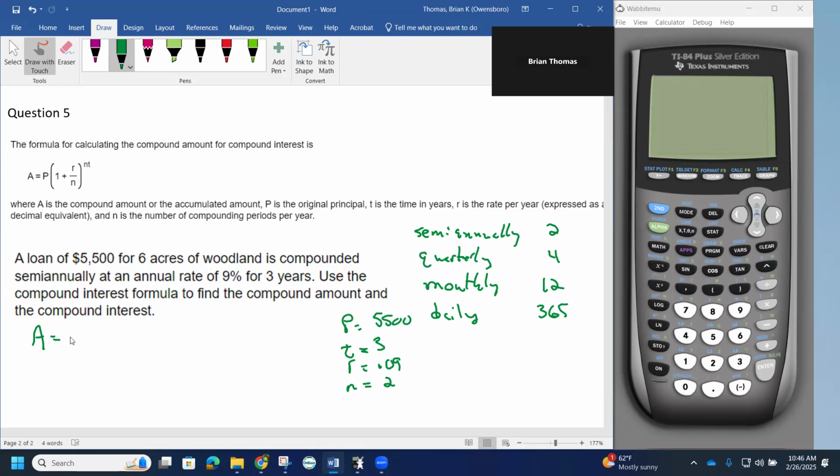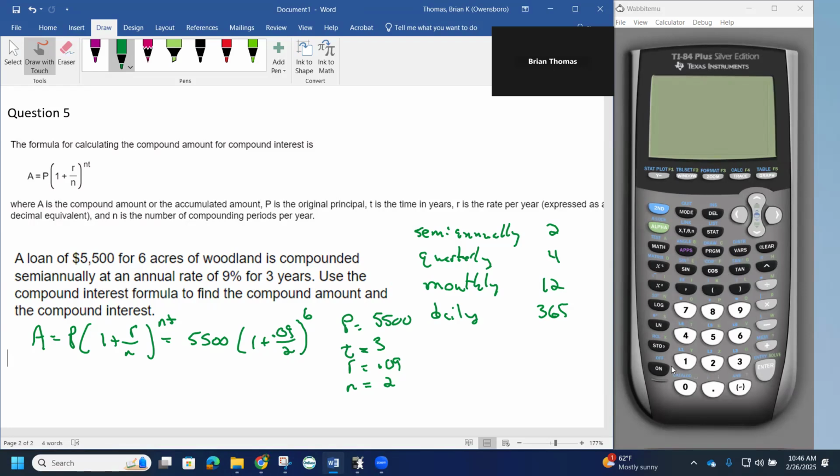So our formula says A equals P times 1 plus R over N raised to the NT. So if we substitute in, that's going to be 5,500 as our principal times 1 plus then the rate has to be a decimal, so that 9% has got to be 0.09. And n is the number of times per year, which is 2. And then we raise that to n times t. So 3 times 2 would actually just be 6.